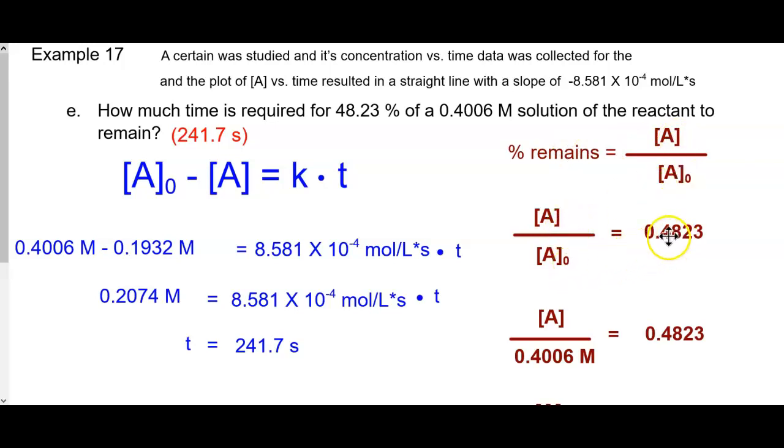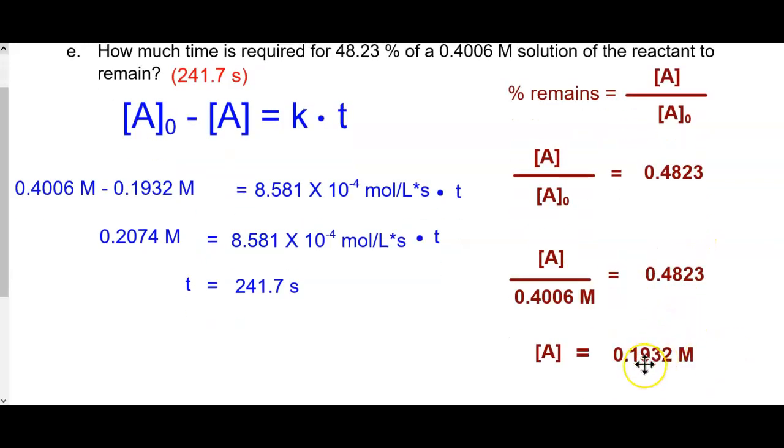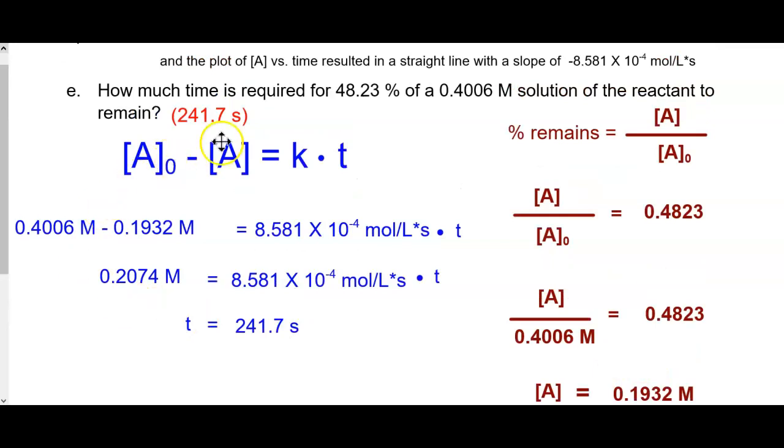A over A naught equals 0.4823 as a decimal. Cross multiply. Again, put this over 1, cross multiply. We get A to be 0.1932. The generic formula is given as we have been expected to show. 0.4006 is my A naught minus 0.1932 molar. When I subtract those two, I get this. And then, of course, my K times my T. I'm going to divide both sides by K, and I get 241.7 seconds.